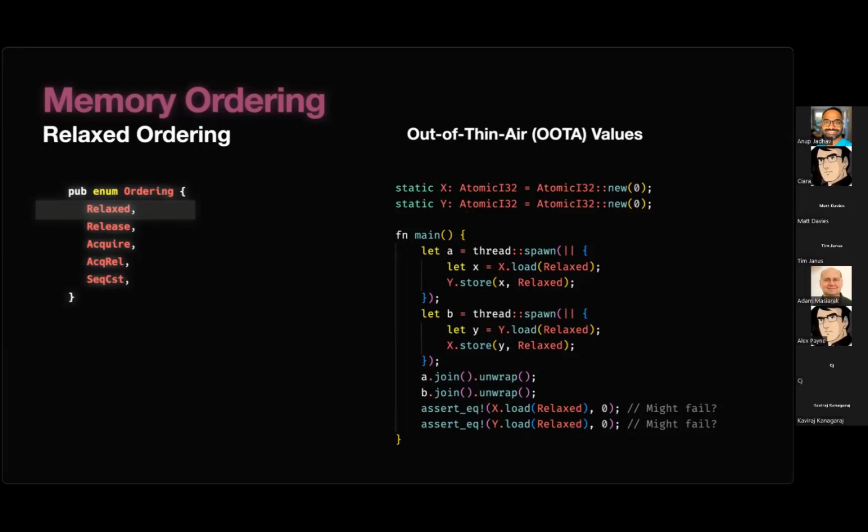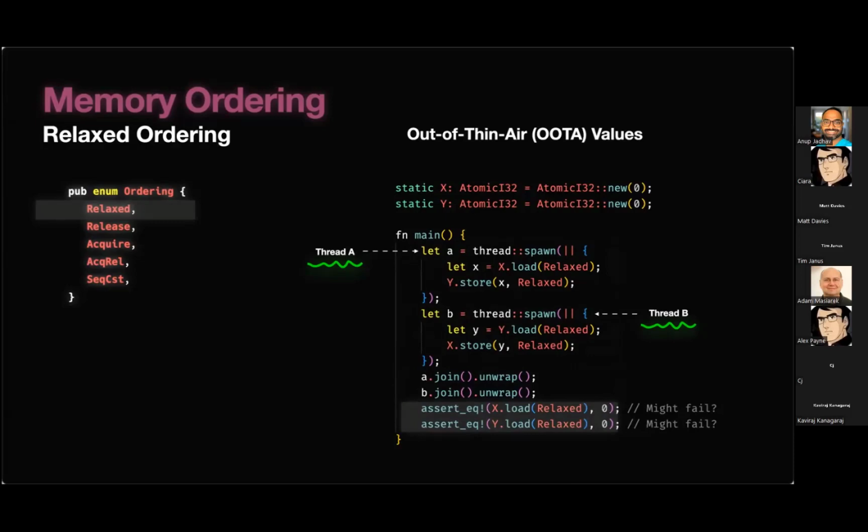So let's look at this example to demonstrate this. Here we have two atomic variables, X and Y. We have thread A loading a value from X, which is 0, and storing it in Y. Then we have another thread, thread B, loading a value from Y, which is also presumably 0, and then storing it in X. Then we join the threads. And finally, we assert that both X and Y are 0.